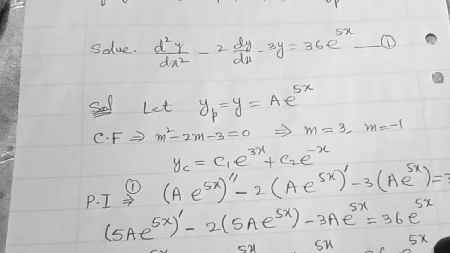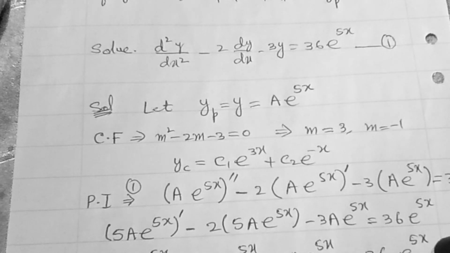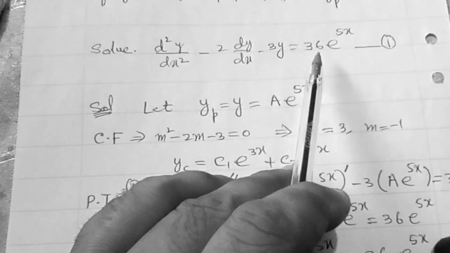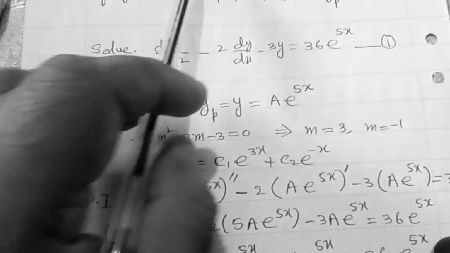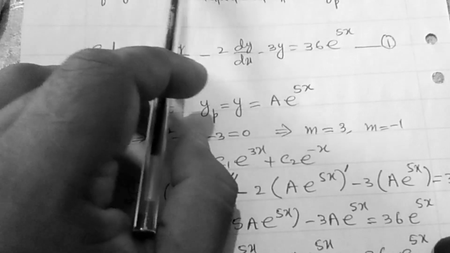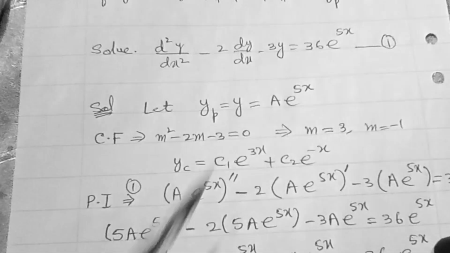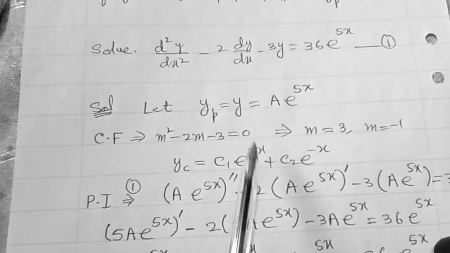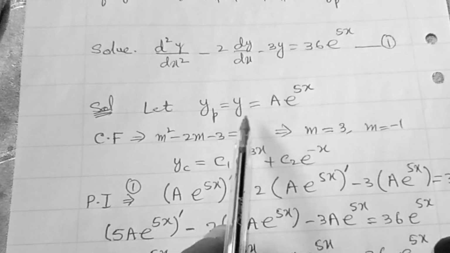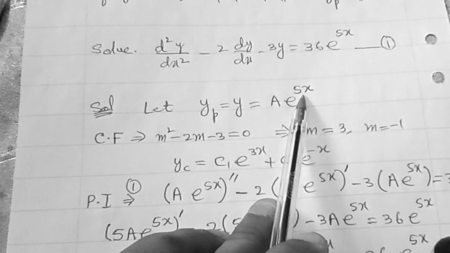Now look at this. What would be the particular integral yp for this one? Because on the right hand side we have a function of the kind a exponential bx. So g of x is a exponential bx, it means 36 exponential 5x. So we will consider the value of yp to be yp is equal to a exponential 5x, right?